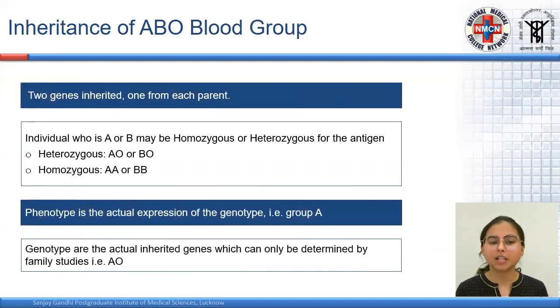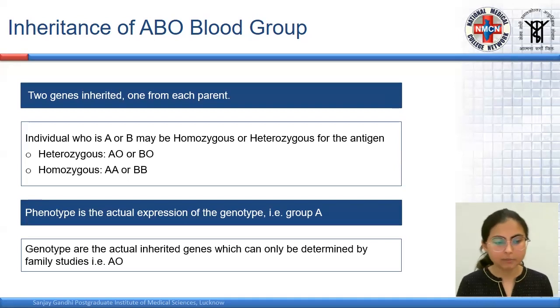ABO blood group system inheritance follows the basic Mendelian principle. They are co-dominant. Two genes are inherited, one from each parent. An individual who is A or B may be either homozygous or heterozygous for the antigen. For example, AO and AA would both be typed as A blood group, while BO and BB would both be typed as B blood group.